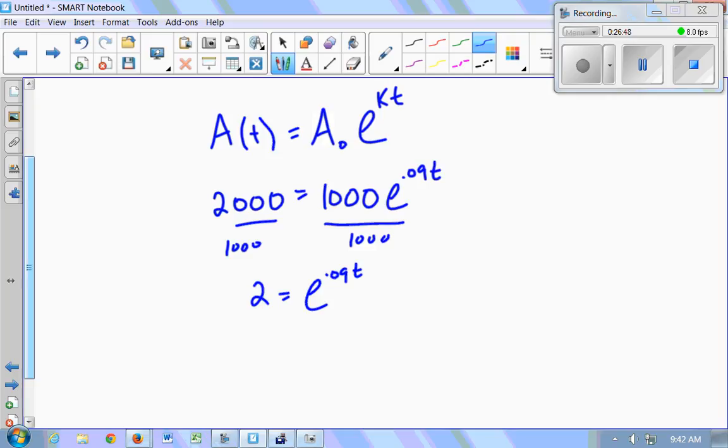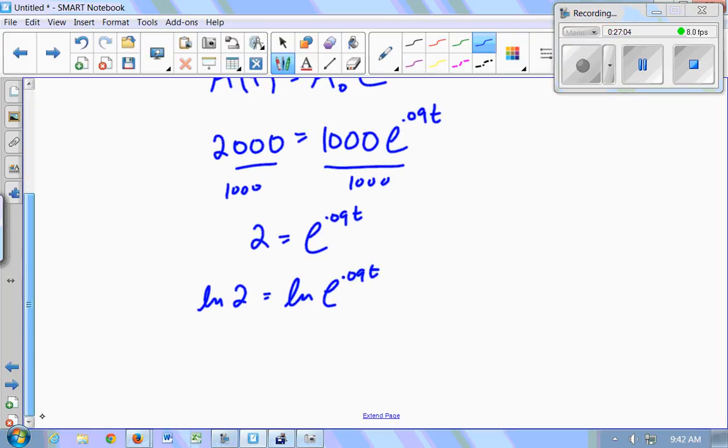And then you have a variable in the exponent. What tool do we use? Take the ln of both sides. So the ln of 2 is equal to the ln of e to the 0.09t. So that is the cardinal rule, right? Whatever you do, you just have to do it to both sides. So I'm going to take the log of both sides. And the reason I do that is because it allows me to take this exponent and put it down in front.